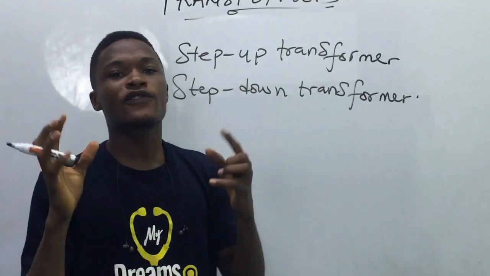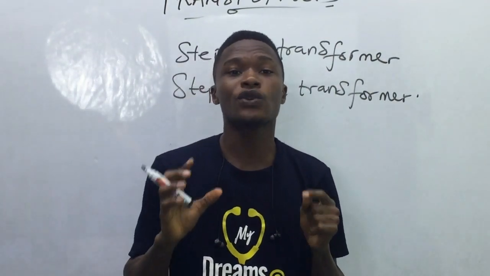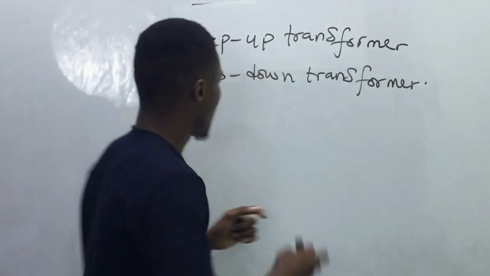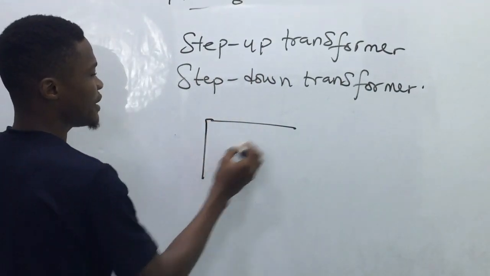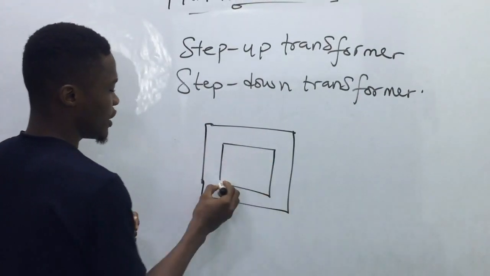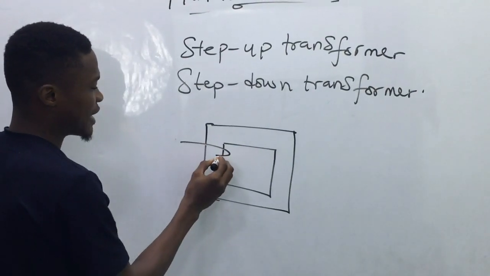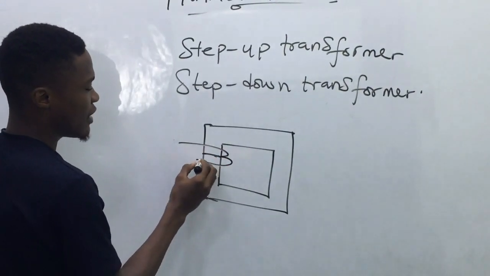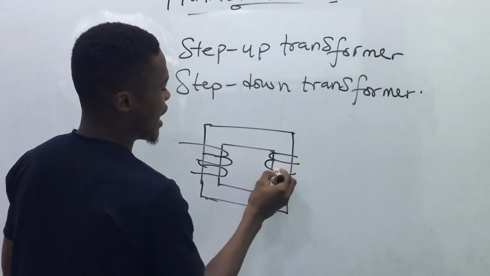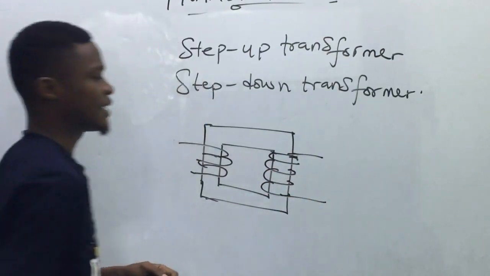Now, no matter the type of transformer we have, we always have two important coils. What are those two important coils? We have the primary and the secondary coil. So I'm going to represent them basically this way. If I have this as my transformer core, I have coils of wire on this side, and I also have coils of wire around this side.